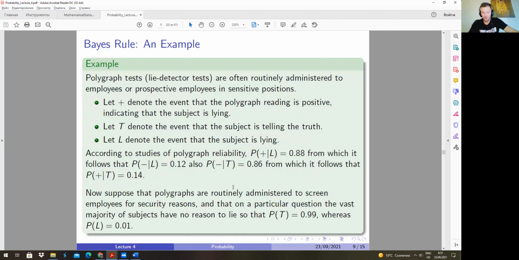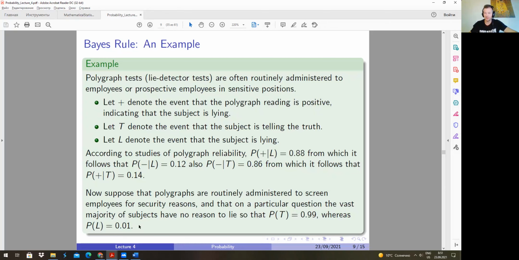So now, suppose that polygraphs are routinely administered to screen employees for security reasons, and on particular questions, the vast majority of subjects have no reason to lie, so that the probability to tell the truth is 99% and the probability to lie is 1%. So this is the setup of our task. The unconditional probability that the person tells the truth is 99%, and the unconditional probability that the person is a liar is 1%.